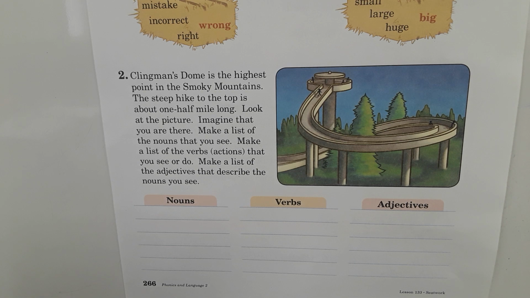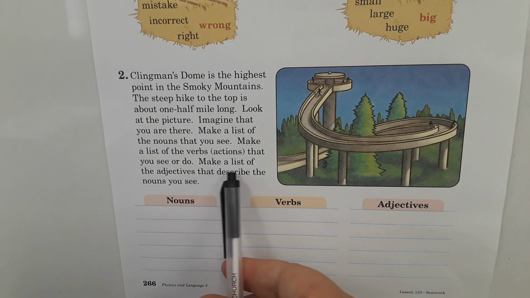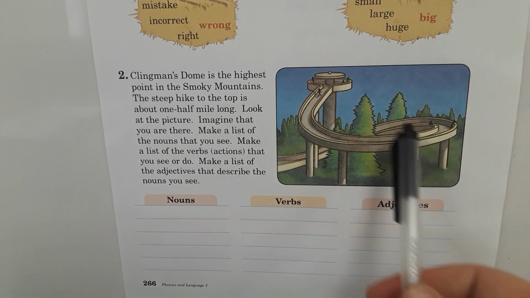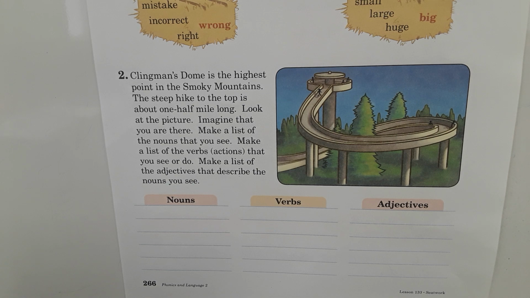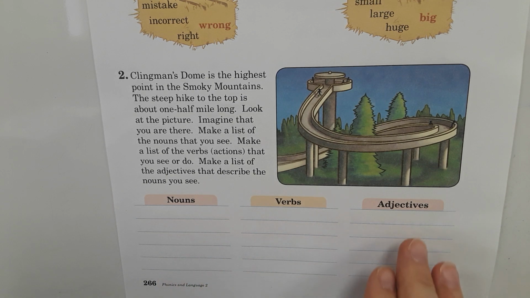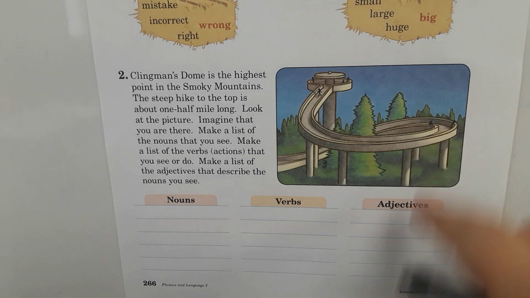Make a list of the verbs or the actions that you see or do. What kinds of actions would you be doing? Hiking, walking. Make a list of the adjectives that describe the nouns. Well, one of the nouns is probably going to be trees, and adjectives could describe what the trees look like, green and bushy or tall. So there's some ideas. Write down the nouns, verbs, and adjectives that go along with this picture.